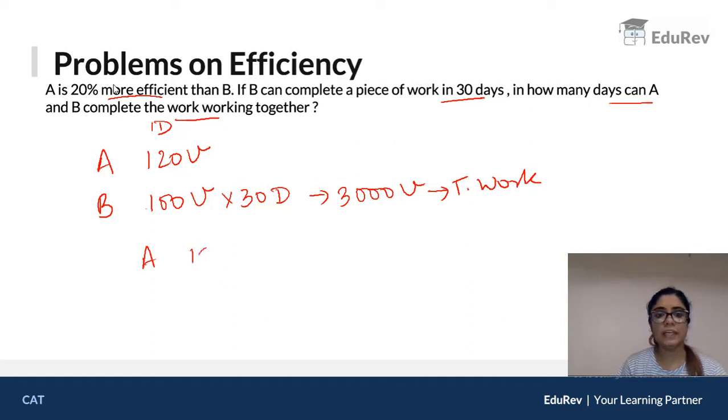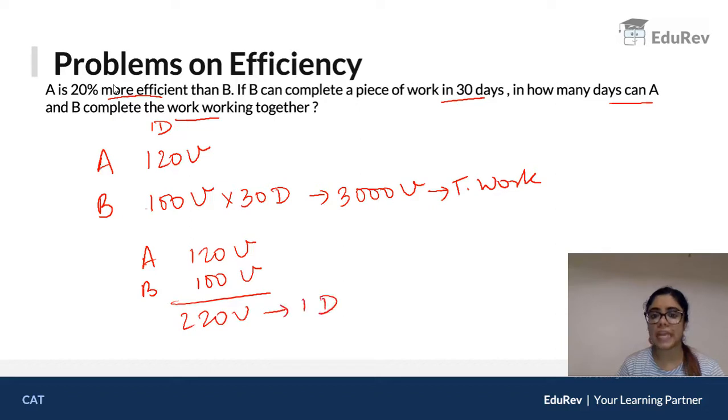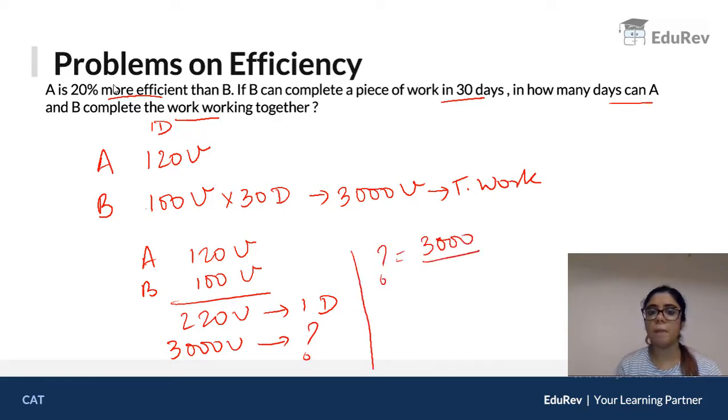Look, A does 120 units, B does 100 units. So together these guys do 220 units in one day. So how much time will 3000 units take? That will be 3000 upon 220 days. Correct? Now both of them are divisible by 2. So 2 11s are 22, 2 150s are 300. So 150 by 11 days will be required.